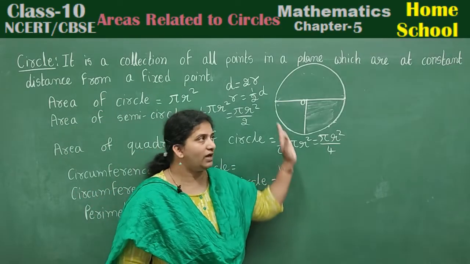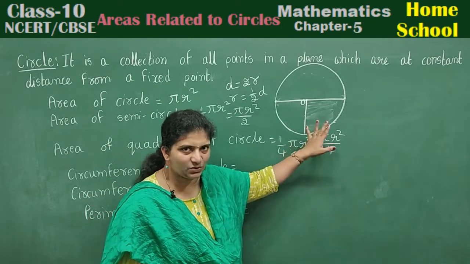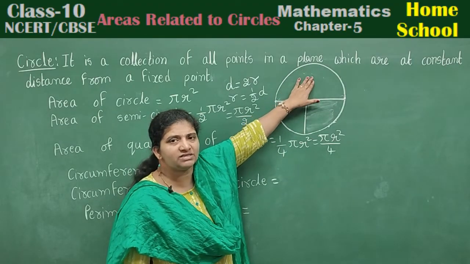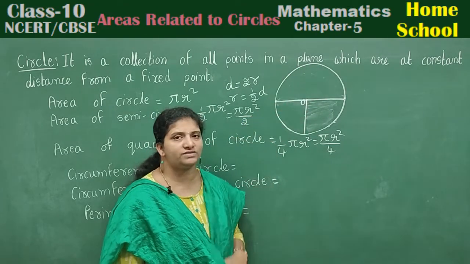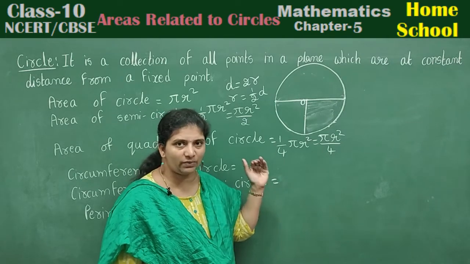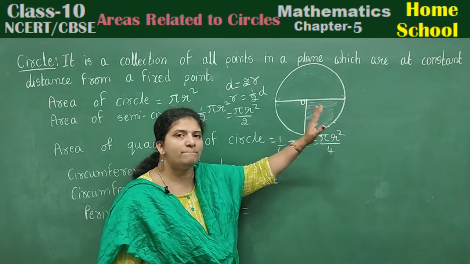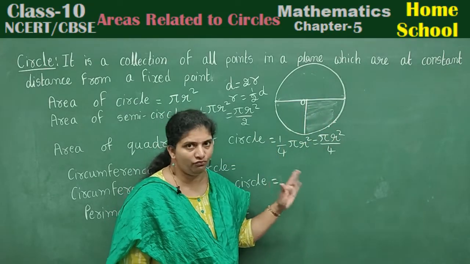Again, I repeat: area of a circle is pi r square. Area of a semicircle is half of the area of a circle, that is pi r square by 2. Area of a quadrant of a circle is pi r square by 4.